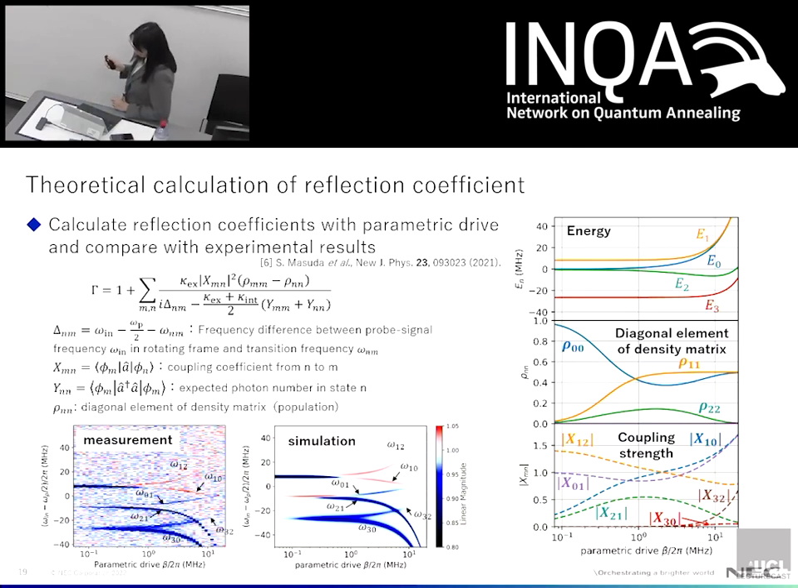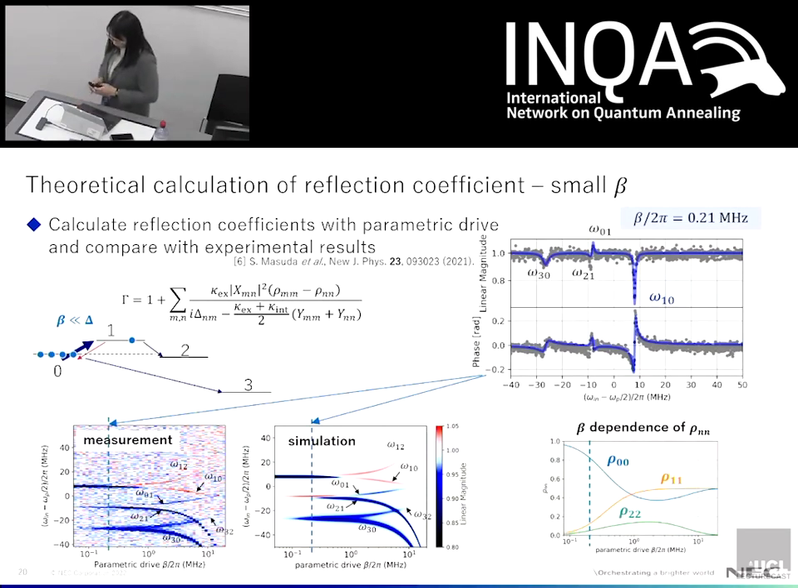I show the calculated result of each parameter on the right side. From these values, I calculated the reflection coefficient, and this is the result. The theoretical calculation looks in good agreement with the experimental results. And in the next two slides, I will discuss this result a bit more. This graph is the section of this data here.